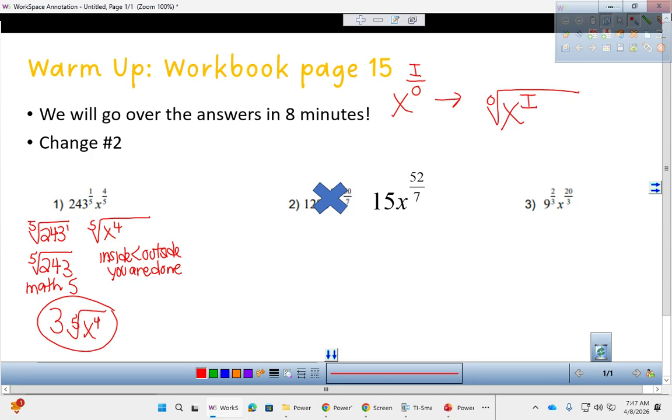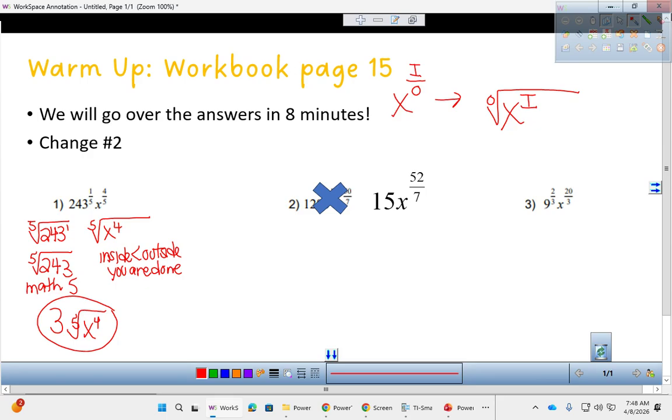Now I changed number 2. I think in this class alone, we didn't do one like this. I think I ended up switching it in block 2 so that they could see an example like this. So you haven't seen this. So my guess is you might have this one wrong. Okay. Notice that the 15 is not touching an exponent, yes? That exponent belongs to the x. It does not belong to the 15.